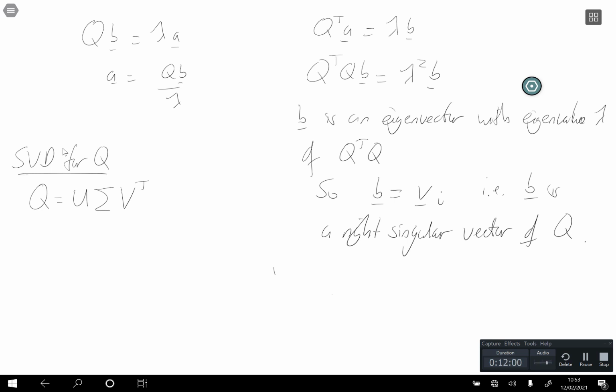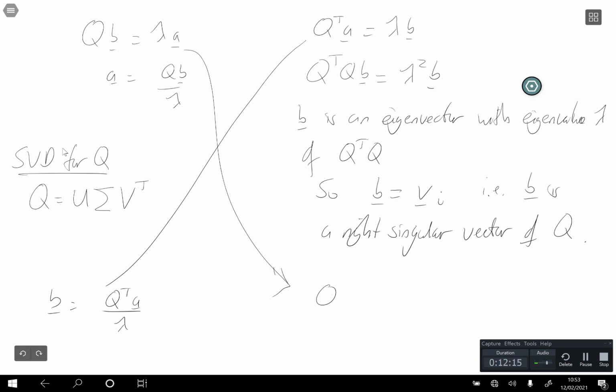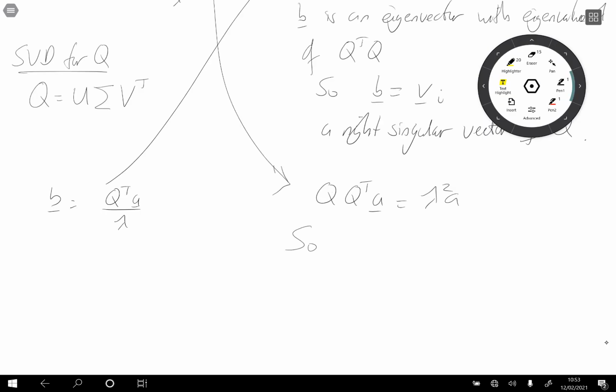Oh, we could do the same thing again. From up here, we note that B is Q transposed A over lambda. Substituting it into here gives that Q Q transposed A is lambda squared A. So A is an eigenvector of Q Q transposed, whose eigenvectors are given by the columns of U. So A must equal U_i, a left singular vector of Q.